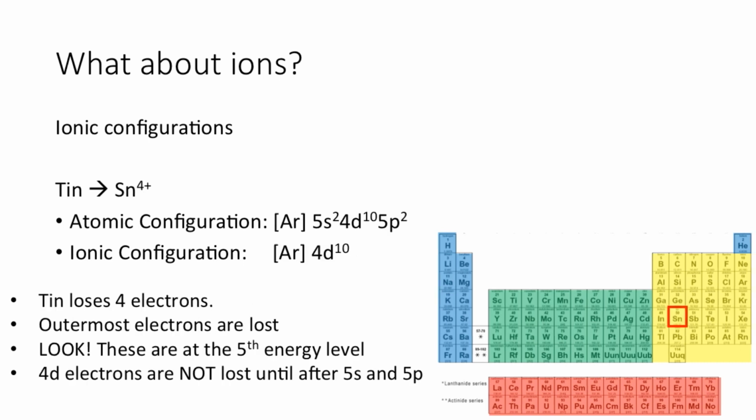Tin represents why you cannot simply remove the last electrons that are written in the electron configuration. So remember what I said in the last slide. We're going to remove the electrons on the highest energy level, or the outermost electrons. For that reason, when we write the electron configuration for the tin +4 ion, we've removed electrons from the 5p and 5s sublevels because they're further away from the nucleus than those that are in the 4d sublevel. So notice the ionic configuration for tin is going to be noble gas krypton followed by 4d10.